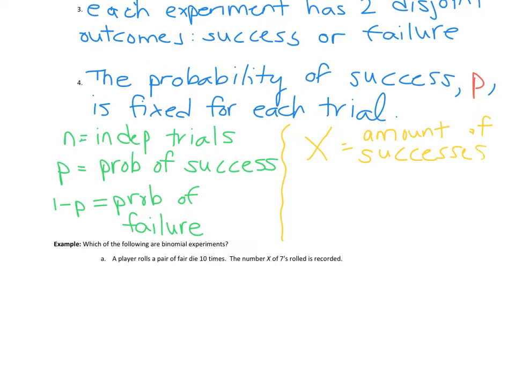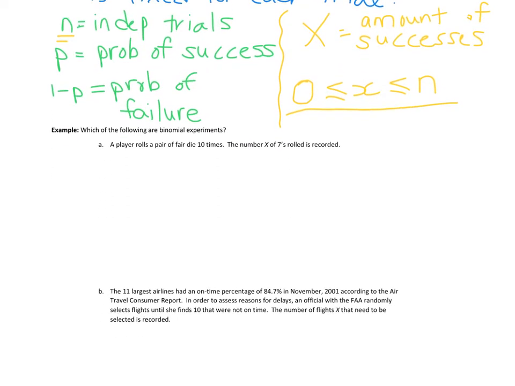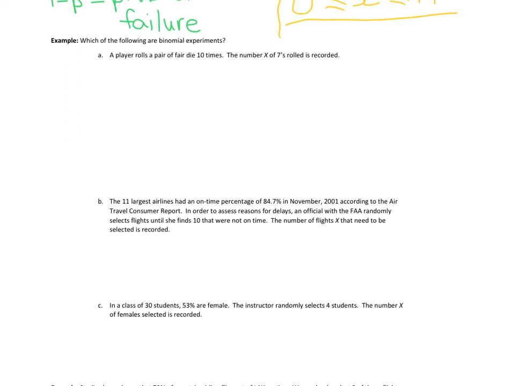If we have n trials and we count up the number of successes, all of them could be failures, so we would have 0 successes, or all of our trials could be a success, so then we would have n. So the value of our binomial random variable is going to be between 0 and n. Let's look at some examples of experiments. We're going to determine if they're binomial experiments or not.